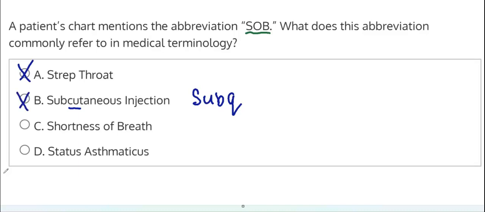Option C says shortness of breath, S, O, and B. And yes, this is correct. SOB is an approved abbreviation for shortness of breath, so we will go with option C, but let's look at choice D to be sure. And status asthmaticus, this typically does not have an abbreviation, and you wouldn't see SOB meaning status asthmaticus. That would be shortness of breath, not status asthmaticus. So we can eliminate choice D, and that leaves us with the correct choice of shortness of breath, SOB, for choice C.